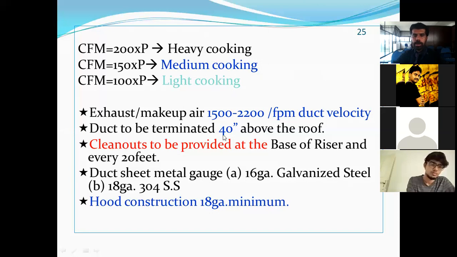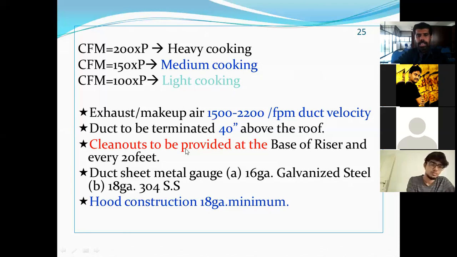The duct should be terminated 40 inch above the roof. So the exhaust fan should be 40 inch above the roof. You have to terminate it there so that the fumes are exhausted and do not interfere with any other areas. That's why the duct should be terminated 40 inch above the roof. Don't exhaust the fumes directly at the roof, but give a lift of up to 40 inch, and then exhaust it.